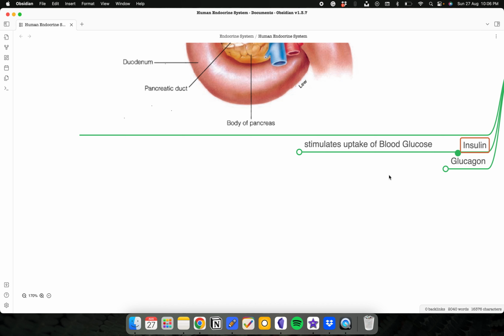Alright, so we'll be discussing the insulin. What is the major function of insulin? It stimulates the uptake of blood glucose. Whenever we have a high blood sugar level, at that time insulin causes the uptake of blood glucose from the blood into the cell. Okay, so how?